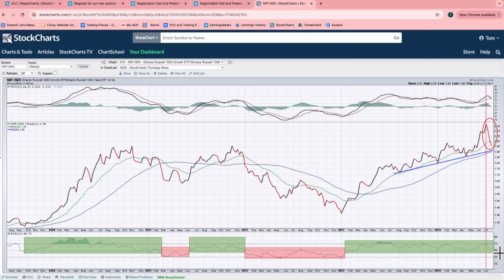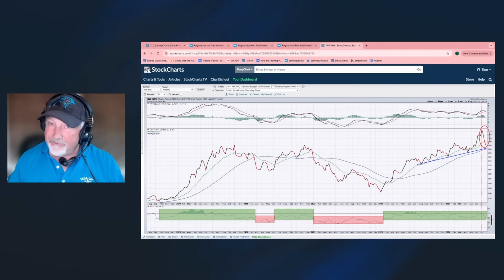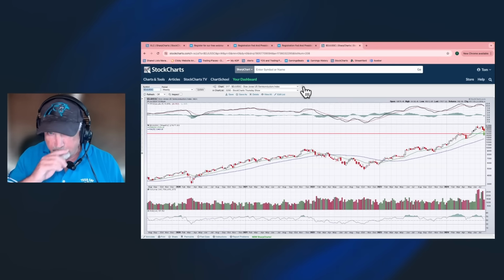Everything on this chart is just a little profit taking in many of the growth areas that went up so fast, and that money is rotating. It's not leaving the market. We're seeing a lot of money rotate into some other areas. So let's take a look from an industry group perspective.